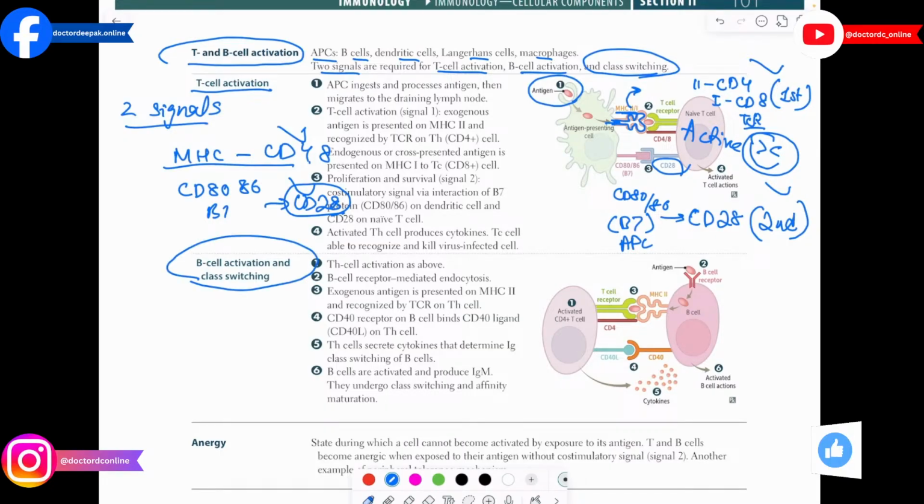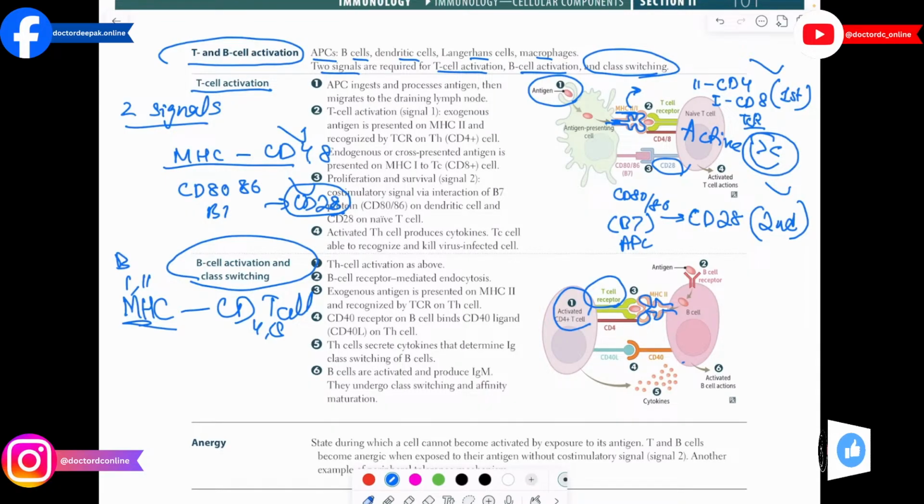The first signal is just like that. MHC class 2 is going to attach. MHC class 2 is already on the B cell. It is going to attach with T cell receptors. As in T cell activation, the MHC is going to attach with the CD of the T cell. Okay, it may be 4 or 8, respective to MHC class 1 or 2. Okay, MHC on the B cell.